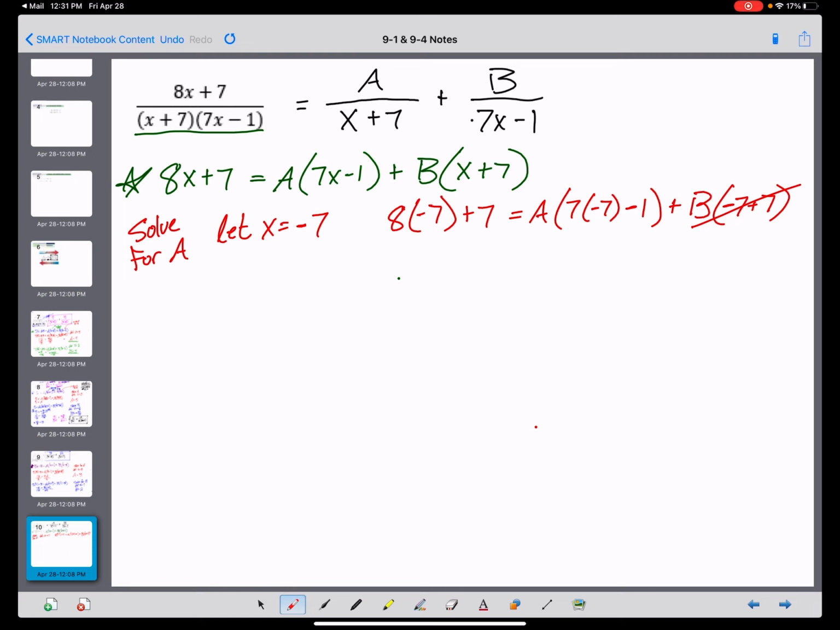8 times -7 would be -56, right? Yep. Plus 7 would be -49 equals A times -7 times 7, -49, minus 1, which would be -50. So A would equal 49 over 50, right? Because we divided both sides by -50.